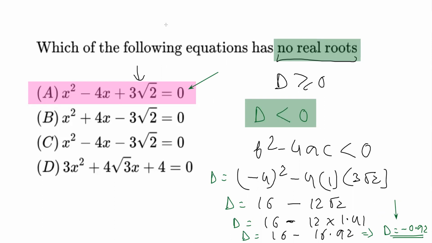And therefore, this is the correct answer. Option A will be correct, as we are looking for the one which has no real roots, and no real root implies that the value of D has to be less than 0. So when calculating D in the first case, we saw that it is coming minus 0.92, which is less than 0.